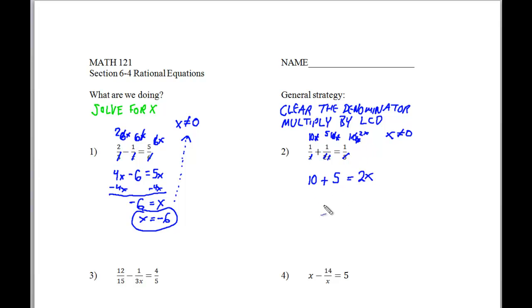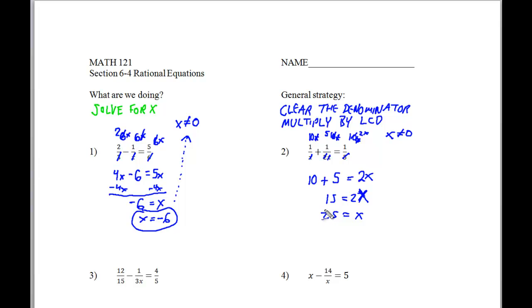So here, I'm going to add these together. This makes 15 is equal to 2x. Divide both sides by 2, x is equal to 15 over 2, or 7.5. What you can see here is that if you plug that back into the equation, 1 over 7.5 plus 1 over 15 is going to be equal to 1/5 if you compute that out.